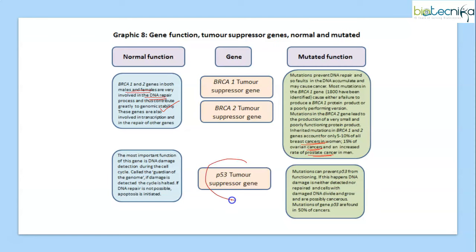P53 as a tumor suppressor gene is considered to be the guardian angel of the genome, because if any damage happens, this is the first gene to sense and recognize it and act accordingly. So mutations can prevent P53 from functioning, and if this happens, what happens? Damage will neither be detected nor be repaired. So what happens? Cells will keep on dividing with the damaged part of the DNA, making it most cancerous. So mutations in this gene are found to be in 50% of cancers.